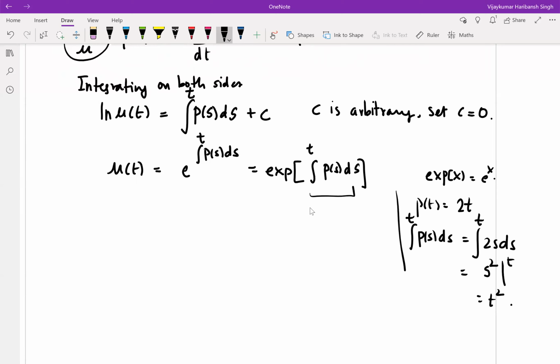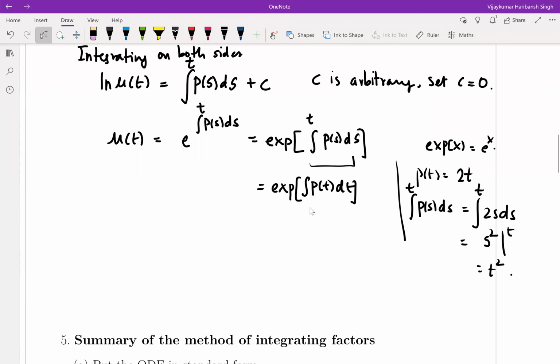If you don't like this, you can simply write it as the exponential of the integration of P of t dt. Yeah, that's fine as well. Okay, all right. So that is the story. So this is your mu of t.